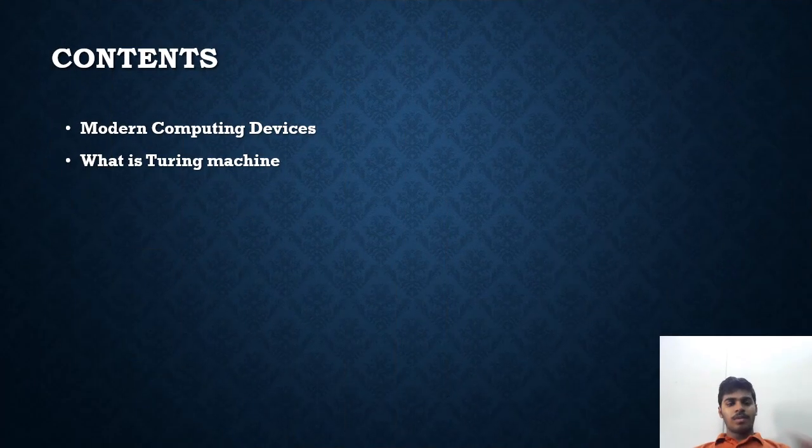Generally we will discuss what a modern computing device is and what a Turing machine is, how the Turing machine works, and in which manner these two, modern computing devices and the Turing machine, are interrelated. We will see it elaborately here.